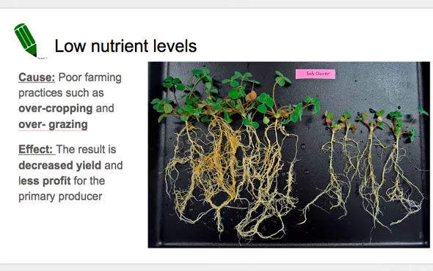Now, the cause of low nutrient levels in the soil is usually due to poor farming practices, such as overcropping and overgrazing. The effect of low nutrient levels in the soil is a decreased yield and will therefore have less profit for primary producers. You can see in this picture here, you've got the plants obviously here have adequate nutrients, and these ones here were grown in soil with low nutrient levels, and that's obviously going to affect the growth of them.